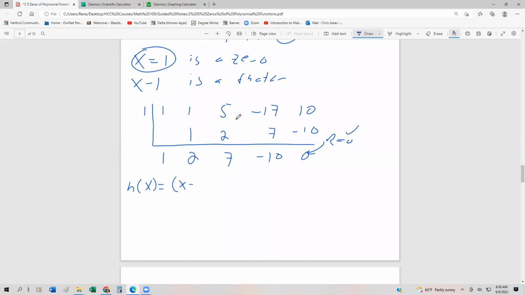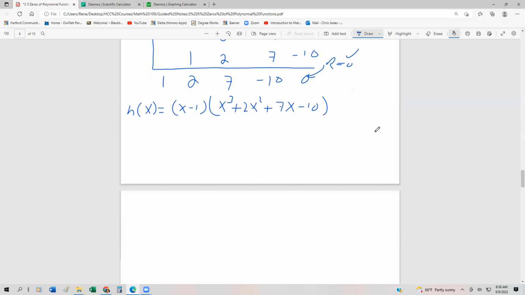Okay, that's good. And so what that means now is that our function h at x can be written as x minus 1, from our factor up here, and then we just take in order: x cubed plus 2x squared plus 7x minus 10. And now what we're going to do, and we haven't seen this before, is we're not going to focus on the linear factor anymore. We're done with this for right now because we know that that's a factor. Let's go here and try to find the zeros of the remaining cubic.